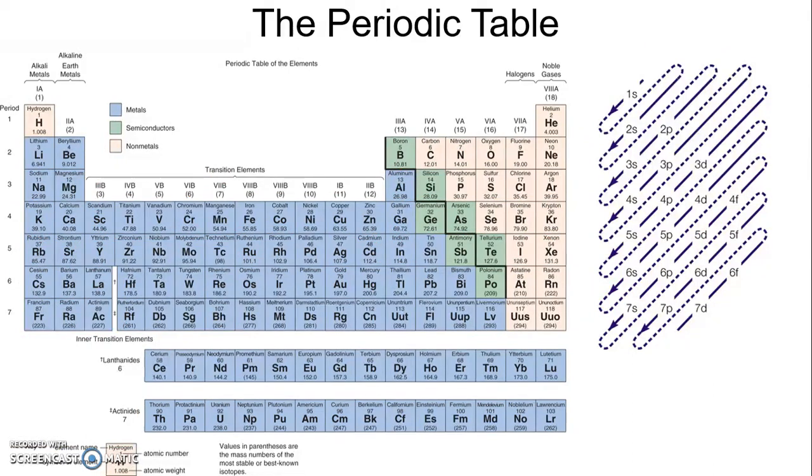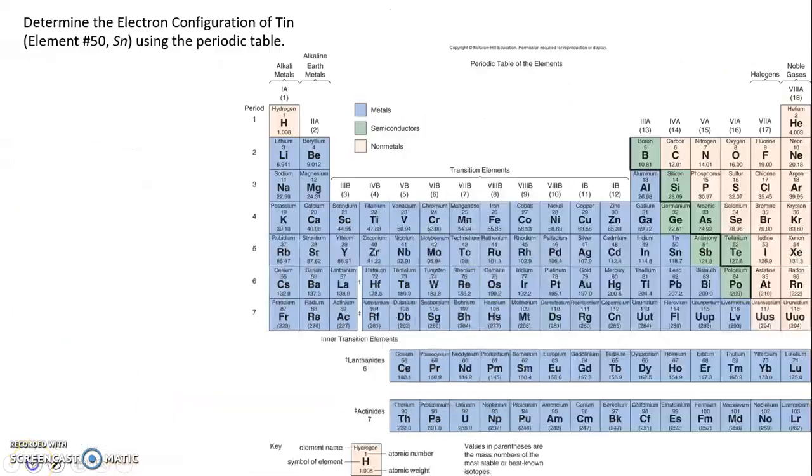And so we can actually tell the electron configuration of an element merely by looking at the periodic table. For example, remember we did tin in the previous video. Let's do tin again, looking at just the periodic table. Now, tin is element number 50, element Sn. So here is tin right there.